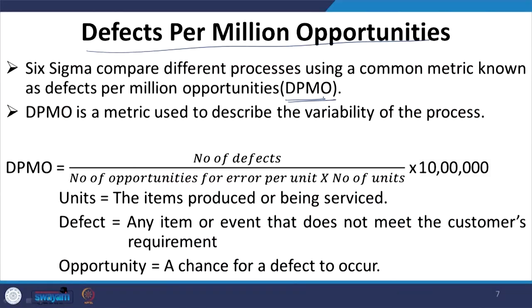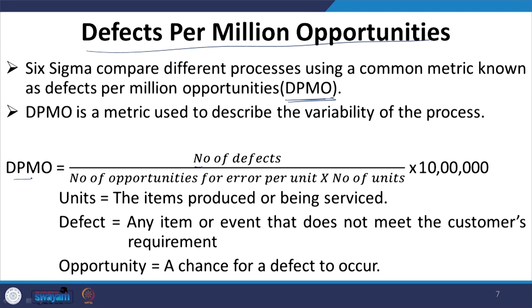If you remember, in case of attributes, in those particular cases where more than one type of defects are possible, you are not answering only in terms of yes or no, but more than one type of categories are possible for the customers. So that is not going to help us, and here we will see how we are going to combine all those different categories under one umbrella term, and that umbrella term is DPMO, defects per million opportunity. Now the DPMO calculation involves three important things.